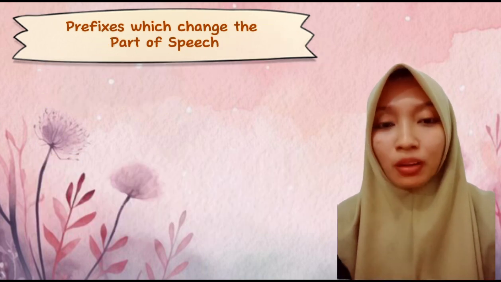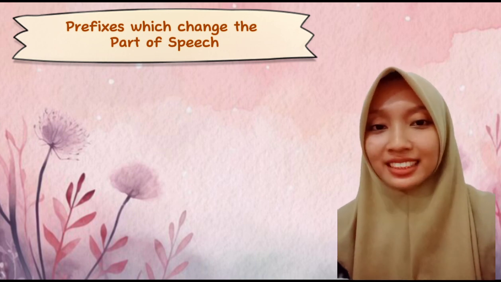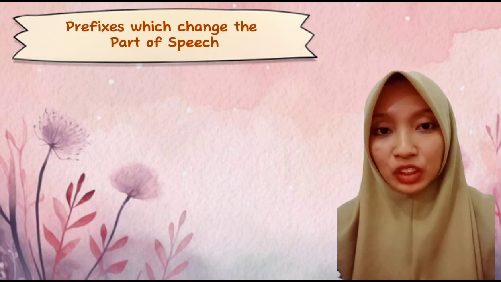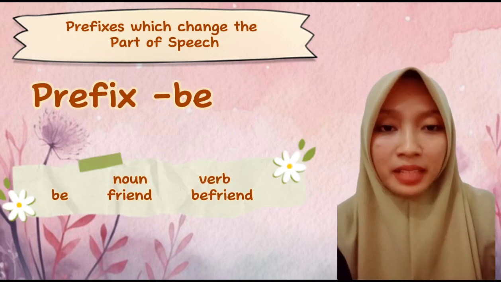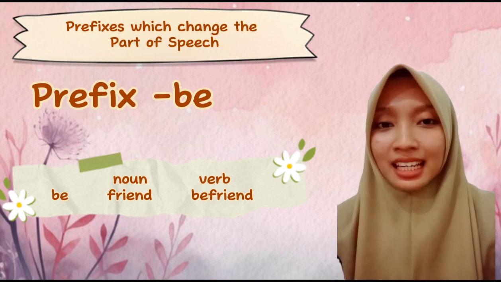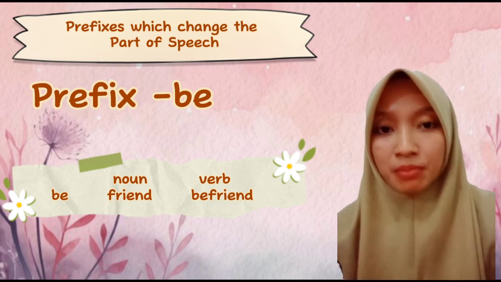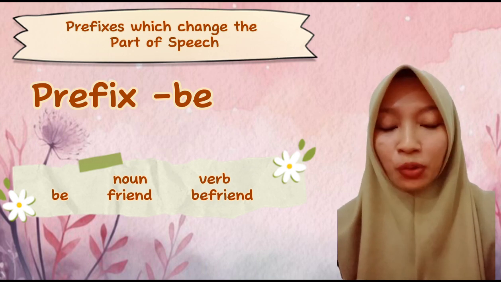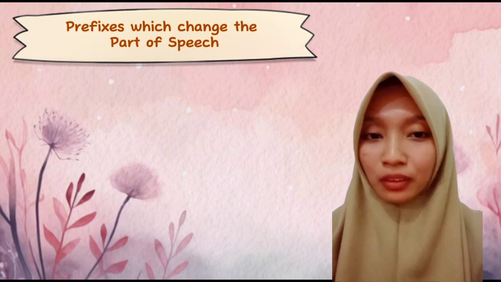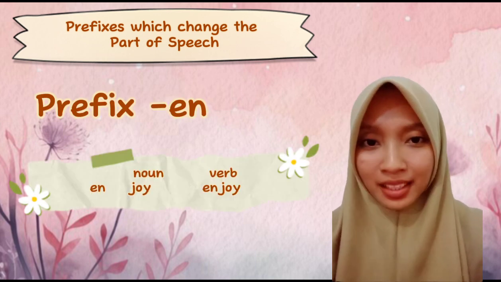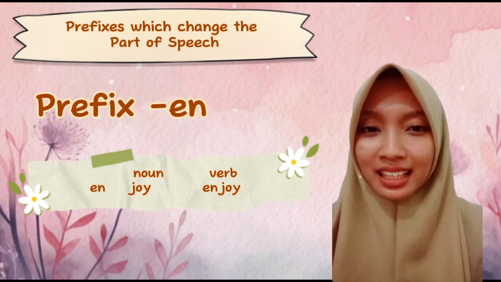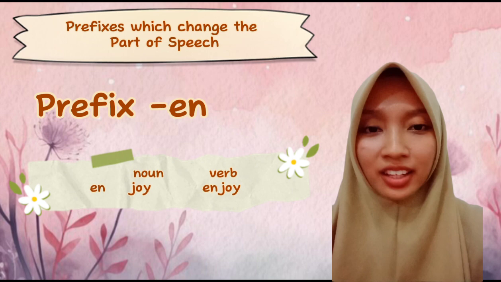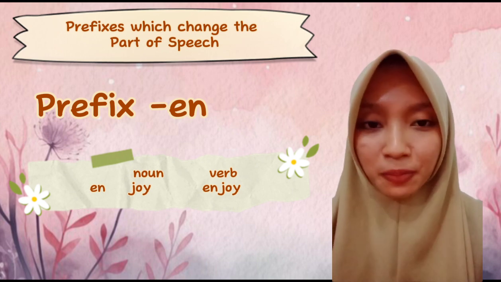Next are examples of prefixes that change the word class or part of speech. The example is the prefix "be". So here the prefix "be" added with friend, which is a noun, becomes befriend, which means friend with, and befriend here is already a verb. The other example is the prefix "en". Here the prefix "en" added with the morpheme joy, which is a noun, becomes enjoy, which is a verb.